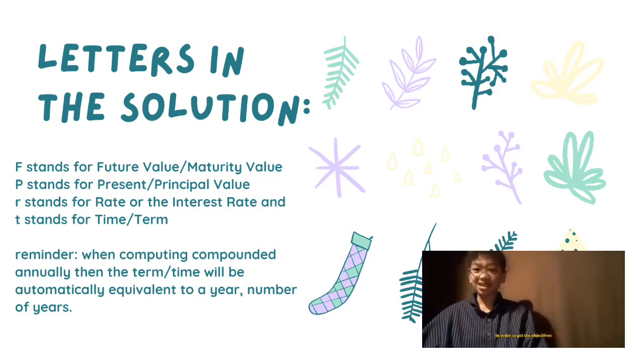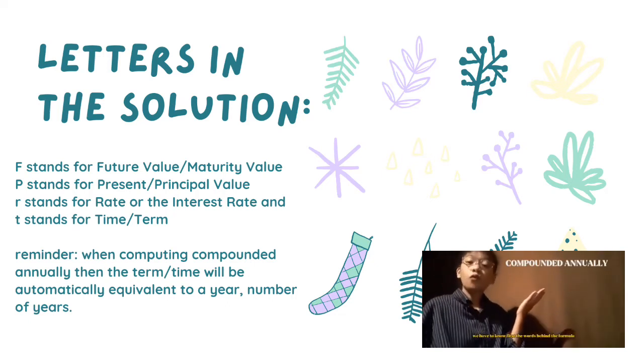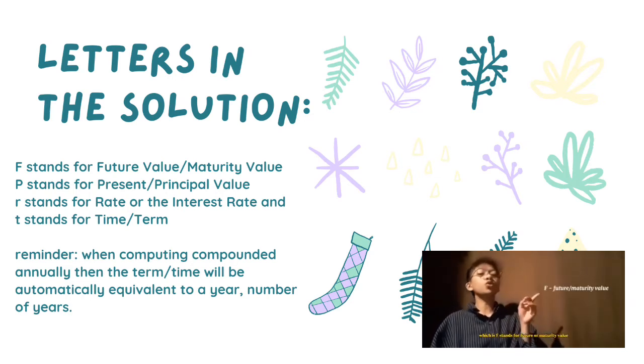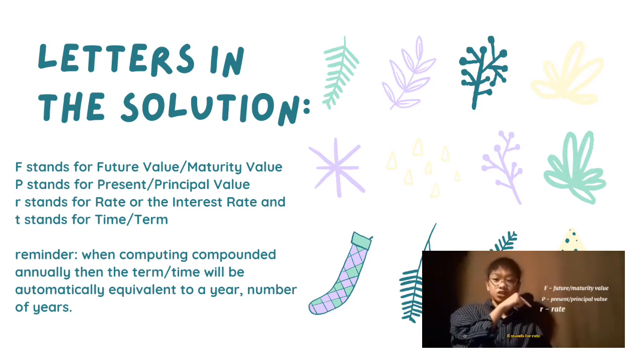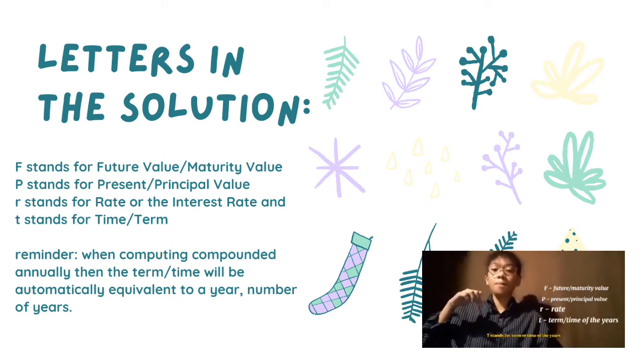In order to get the objectives of compounded annually, we have to know first the words behind the formula, which is F stands for future or maturity value, P stands for present or principal value, R stands for rate, T stands for term or time of the years.